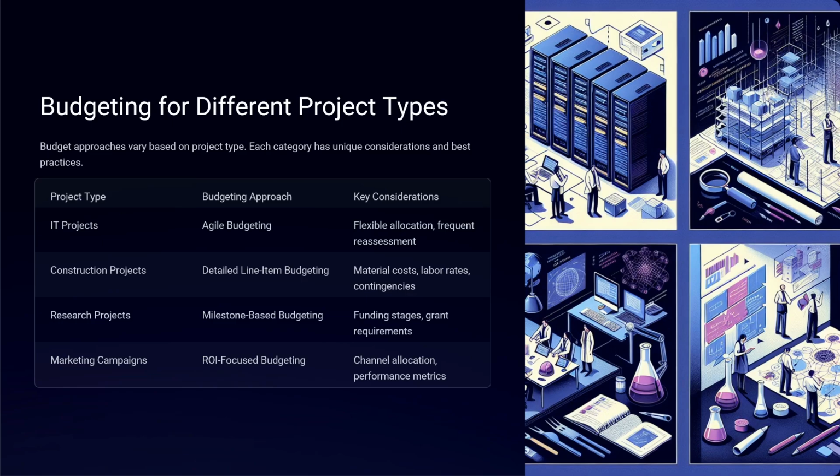For a research project, we use milestone-based budgeting. Funding is released when specific goals are met, which is helpful for projects funded by grants. Finally, for marketing campaigns, we focus on return on investment. The goal here is to get the best return on investment by choosing the right channels to spend on.